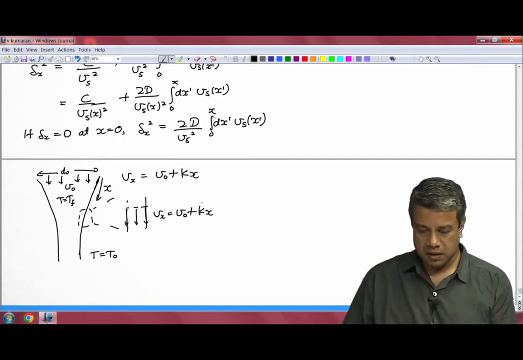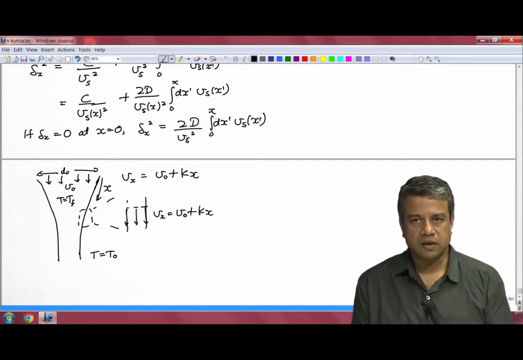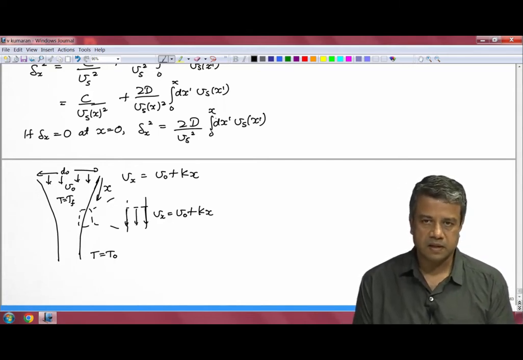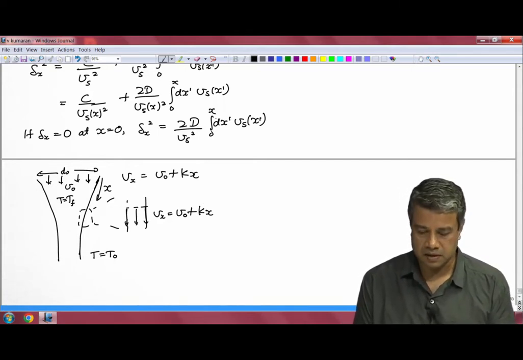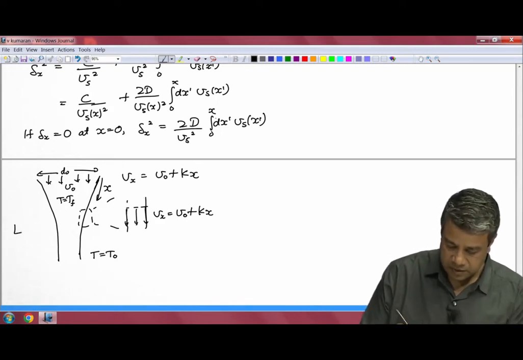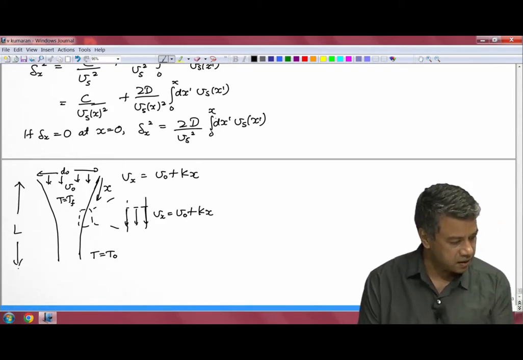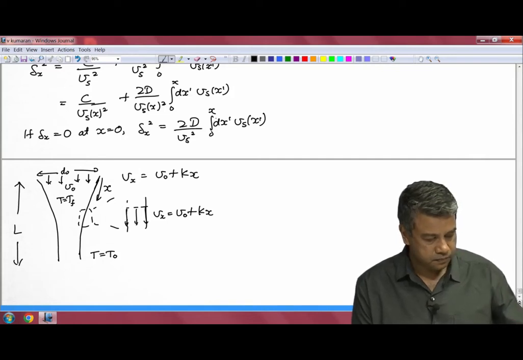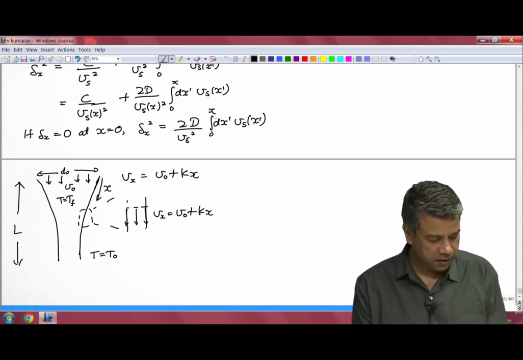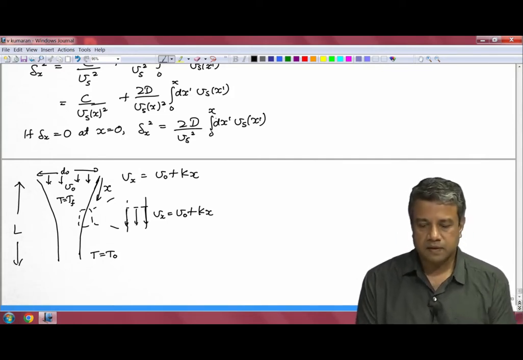Okay. And my objective is to find out the heat flux, the average heat flux and the Nusselt number for this particular case, for a film which has a length L. What is the film thickness?